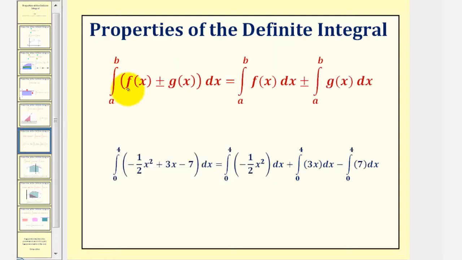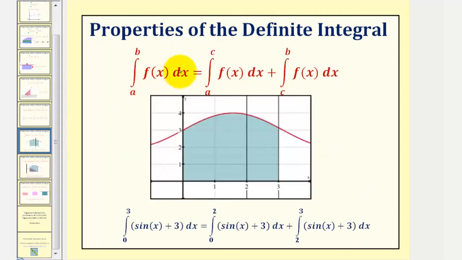Next, we have the integral of f of x plus or minus g of x integrated from a to b is equal to the integral of f of x from a to b plus or minus the integral of g of x from a to b. So if we're integrating a sum or difference of functions, we can break it up into separate integrals if we wish. So as an example, if we're integrating this quadratic function from 0 to 4, because we have a sum or difference of 3 terms, we can write this as a sum or difference of 3 separate integrals, as we see here.